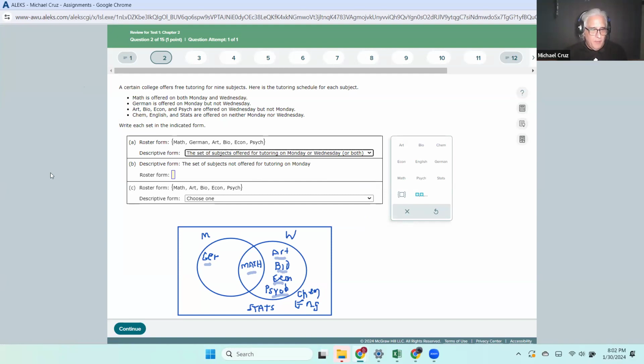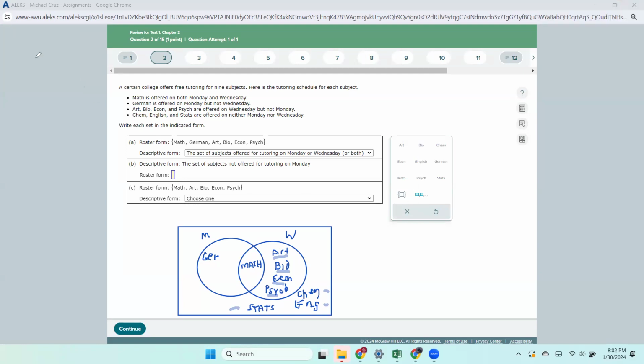The set of subjects not offered for tutoring on Monday. Well, let me put those. So this one is not on Monday. These 4 are not on Monday. That's not on Monday. Neither are those. German and math are the only ones that aren't going to be in this set, because all of these other ones are not offered on Monday. Right? Right.